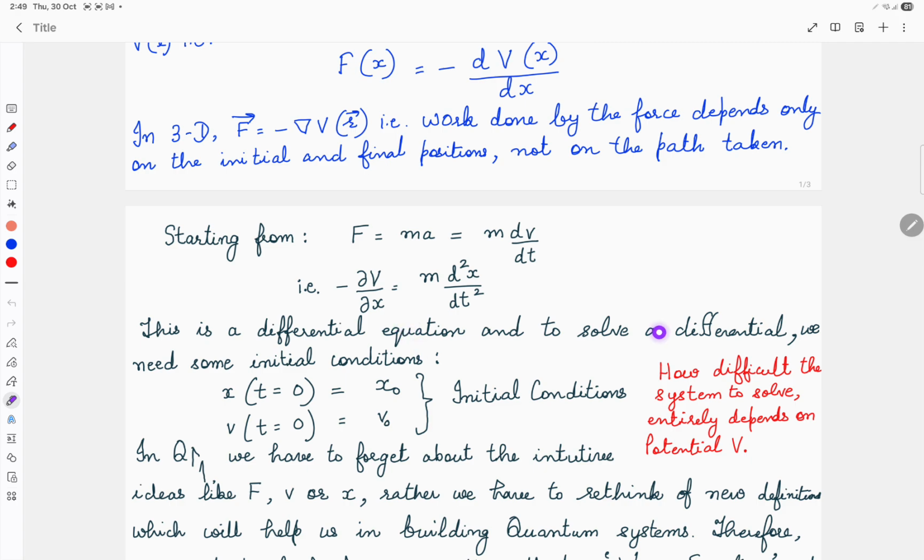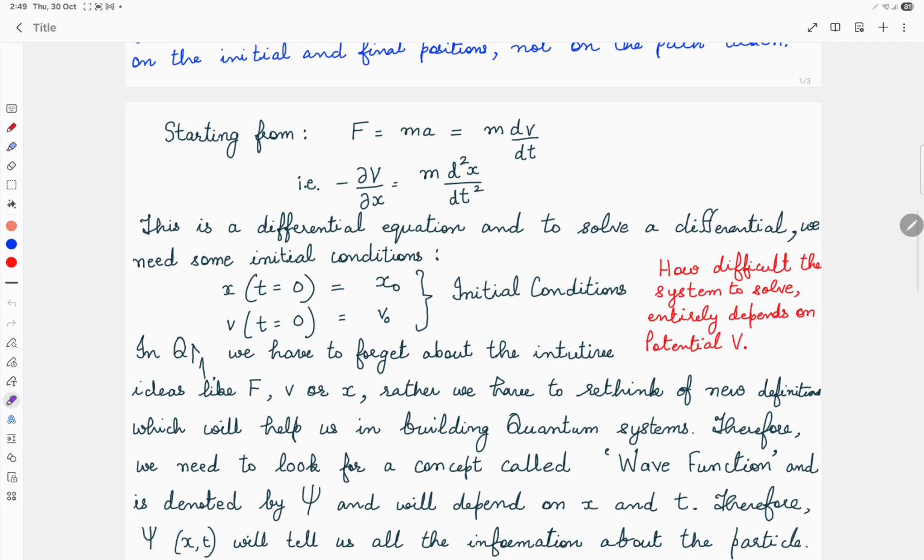Now we need to solve this differential equation with initial conditions. What are the initial conditions? x0 and v0. That means at t equal to 0 we should know what x is and we should know what v is. Now, how difficult it will be to solve this differential equation will depend on this function V. How difficult a potential energy function you have chosen will add to the difficulty level in the overall solution.